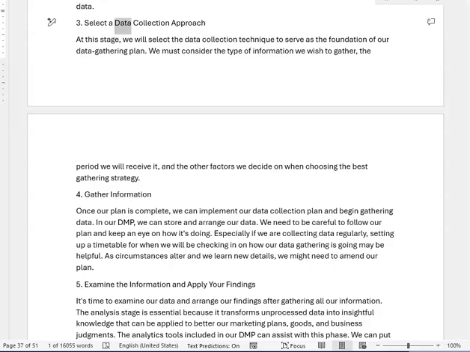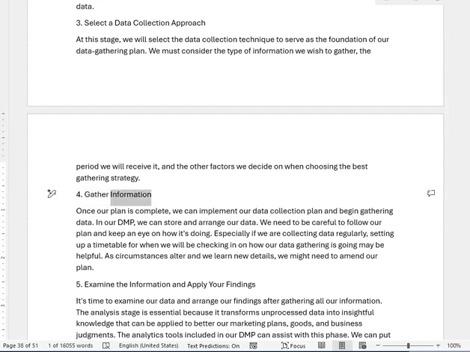3. Select a data collection approach. At this stage, we will select the data collection technique to serve as the foundation of our data gathering plan. We must consider the type of information we wish to gather, the period we will receive it, and the other factors we decide on when choosing the best gathering strategy. 4.